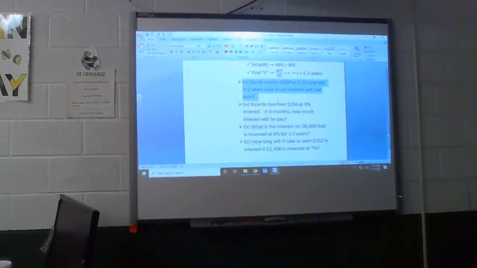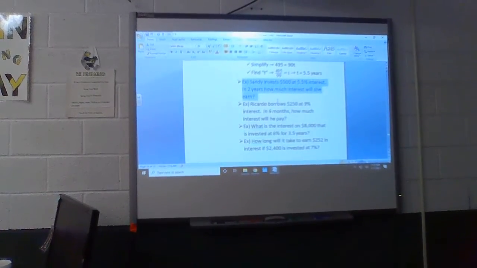We're going right underneath there. Ricardo borrows $250 at 9% interest. In 6 months, how much interest will he pay? So is this good interest or bad interest? Bad. This is bad interest. What do you notice about bad interest compared to good interest? 6 months to a year. Okay. What else?